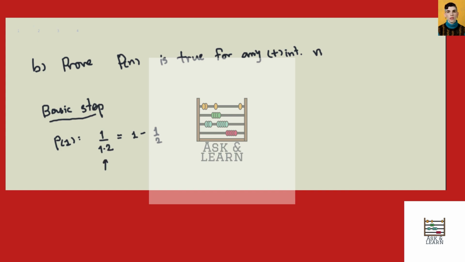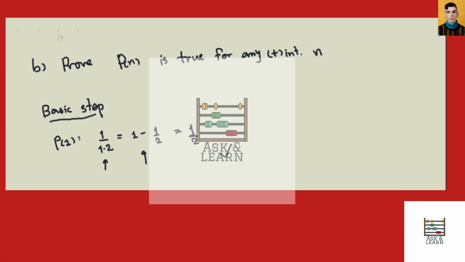So the left hand side will have 1 term in the sum. The right hand side is this 1, and it is 1 over 2. So P1 is saying that 1 over 2 equals itself, which is obviously true. So we have cleared the basic step.